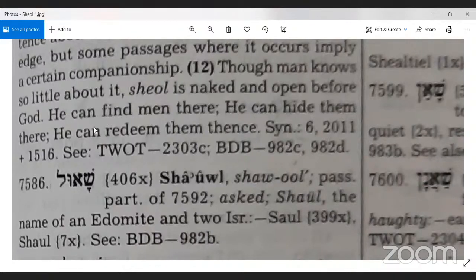It says he can find men, and this points out that the Most High can find you there. He can hide you there. If there was a need for him to hide you, he would place you in Sheol, whether you're good or evil. If there was a need for him to hide you for whatever reason, he could place you there.